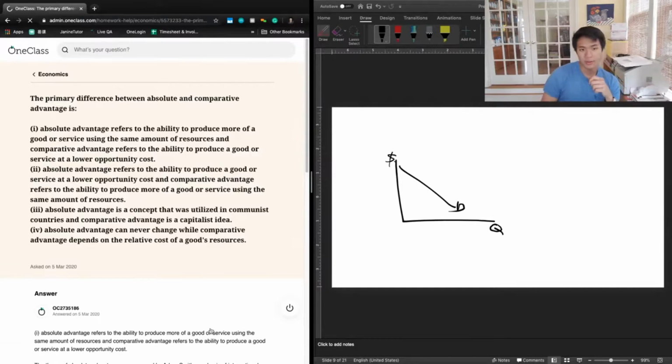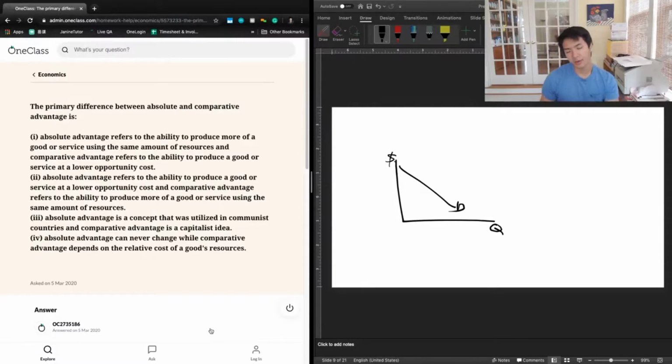So now, next question says, the primary difference between absolute and comparative advantage is that A says absolute advantage refers to the ability to produce more of a good or service using the same amount of resources, and comparative advantage refers to the ability to produce a good or service at a lower opportunity cost.